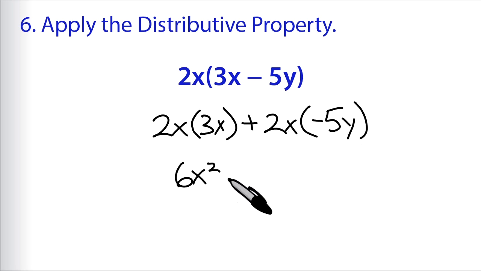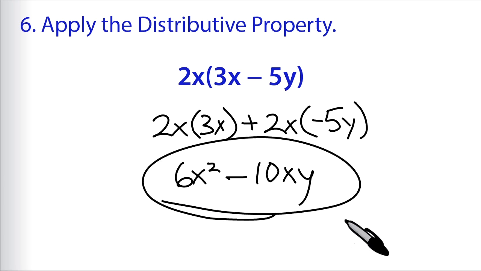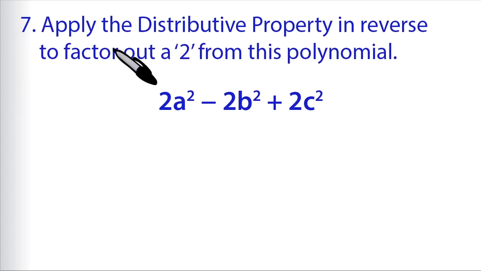So we'll put minus 10xy. So the factor of 2x distributed to the group 3x minus 5y is 6x squared minus 10xy. For problem 7, we need to apply the distributive property in reverse to factor out a 2 from this polynomial.